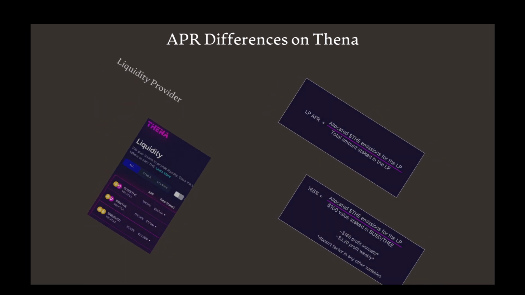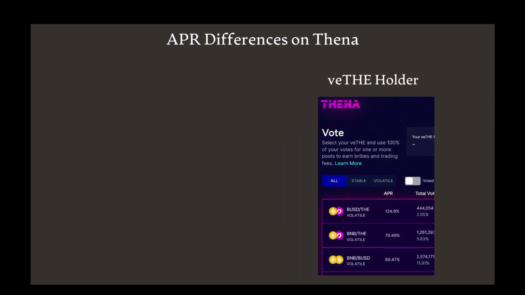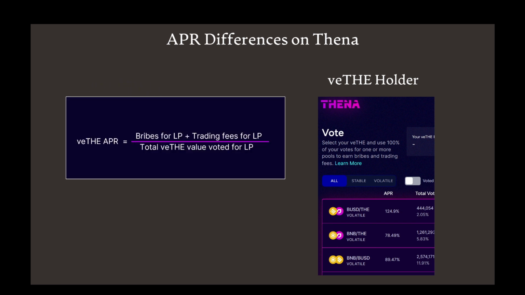I am now going to move back to the vote page. The vote page is focused on the VD stakeholder. As a VD holder, you allocate your VD voting power to one or more pools via the vote page. As a result, you earn bribes and trading fees for the pools you vote on. The APR on the vote page is calculated as bribes for the LP plus trading fees for the LP divided by total VD value voted for LP. You would receive the same APR proportional to your VD allocated to the pool, such as the BUSD pool.